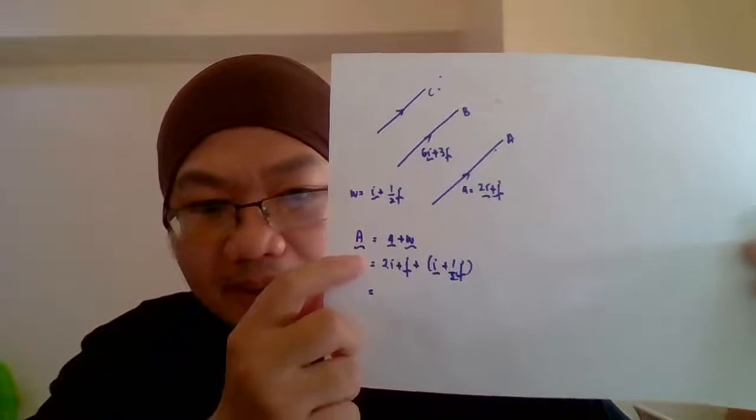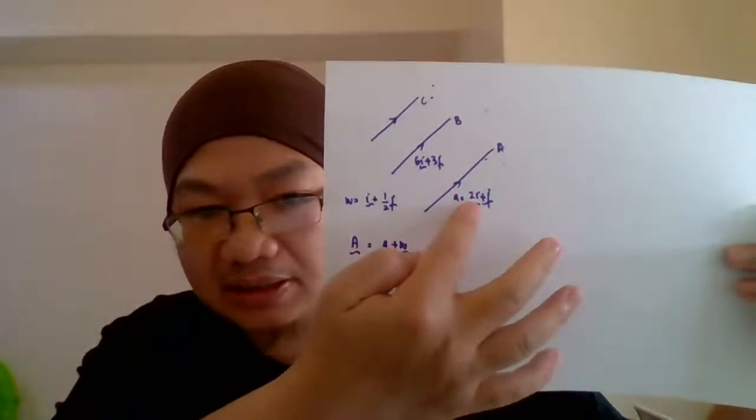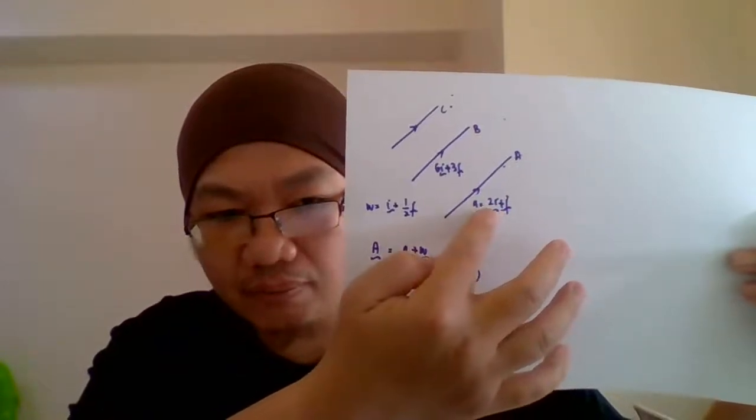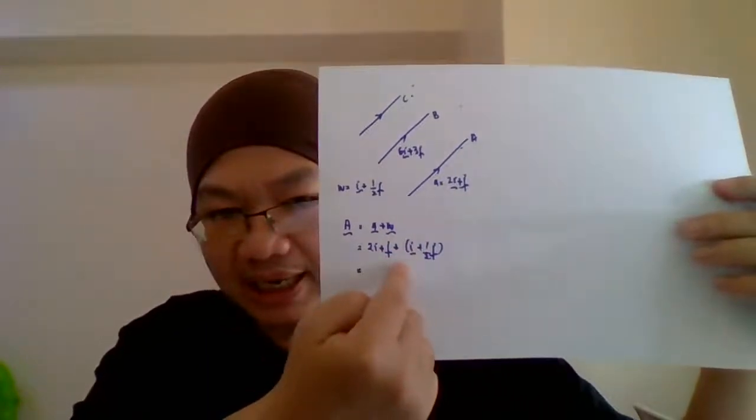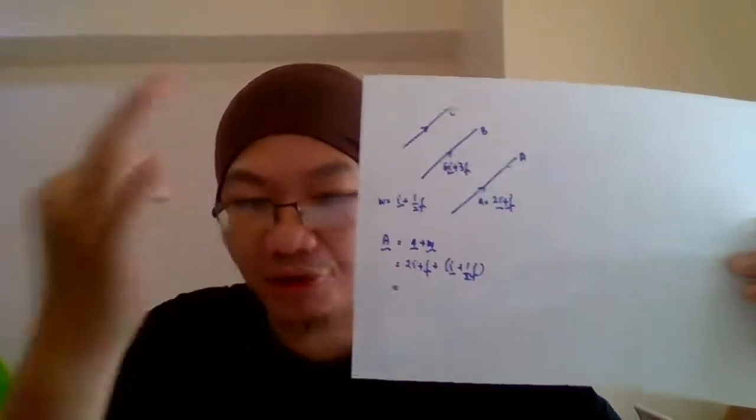So for vector A, the resultant vector A equals A plus W, which is 2I plus J plus I plus half J. So the resultant of vector A equals the velocity of vector A plus the water current, adding these two gives the new resultant of vector A. So how much here? 2I plus I is 3I. J plus half J is equal to 3/2 J.